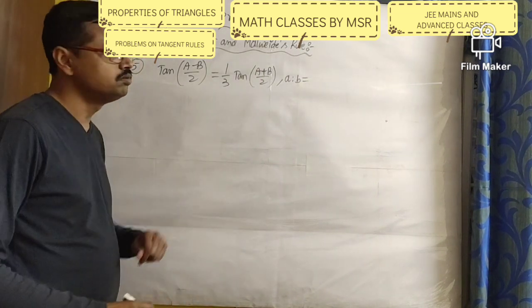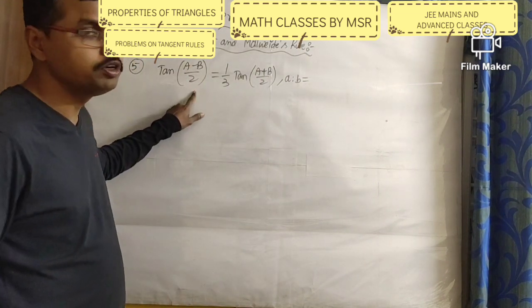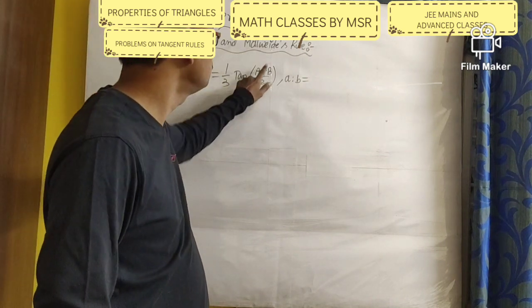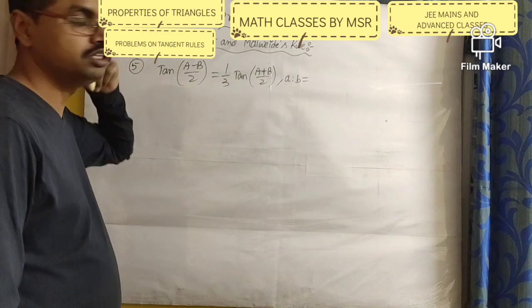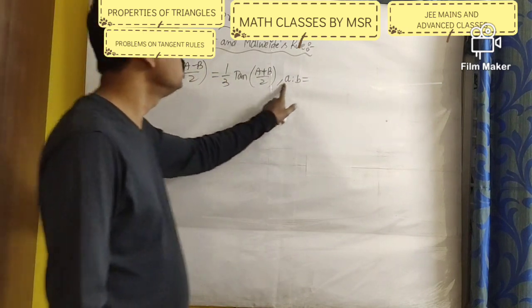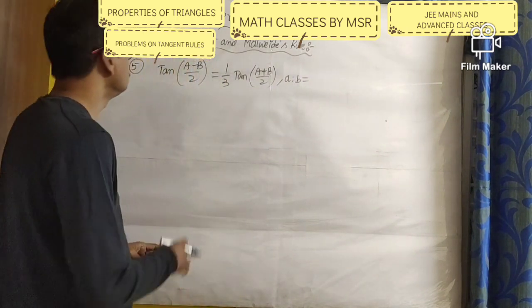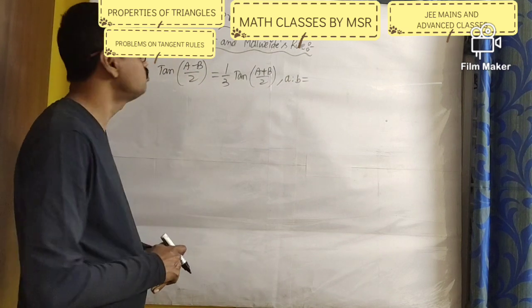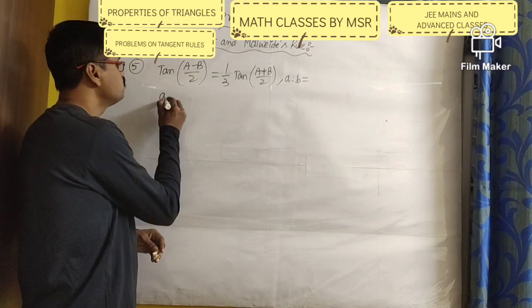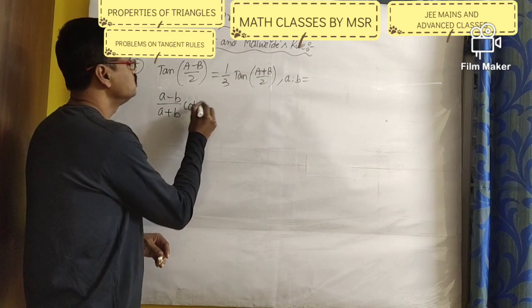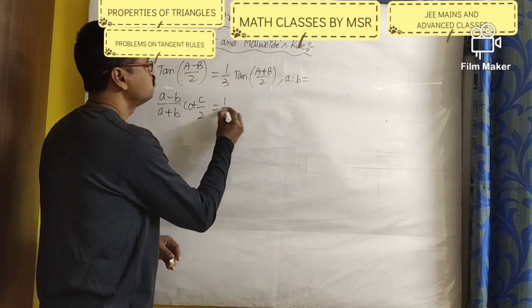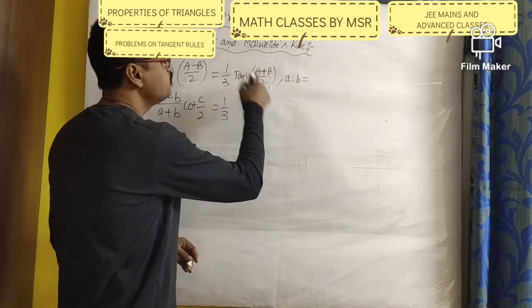Now listen to the next problem. Tan of (a minus b) by 2 is equals to 1 by 3 times of tan of (a plus b) by 2. Then what is the ratio of a and b they ask. So a is to b value they ask. So tan of (a minus b) by 2, what is the formula we have? (a minus b) by (a plus b) cot c by 2. That is 1 by 3 times of tan of (a plus b) by 2.